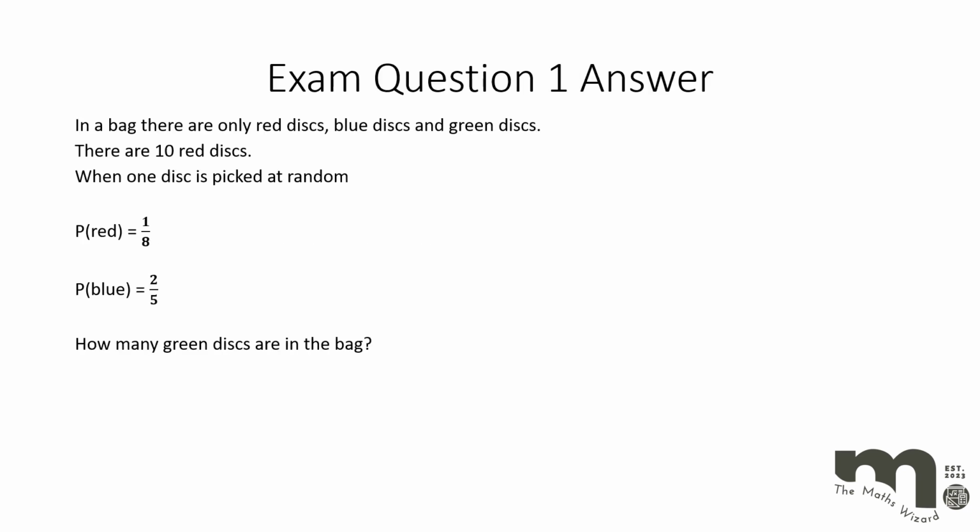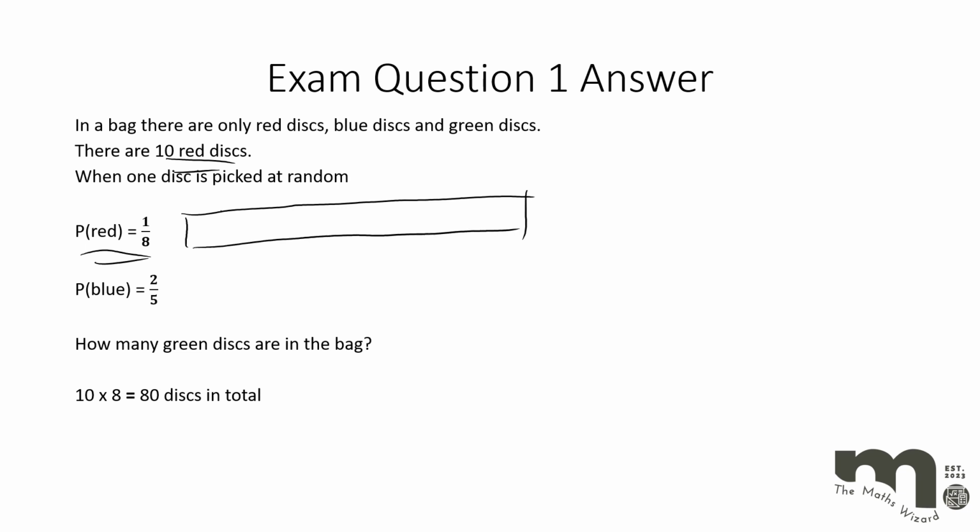So let's take a look at this particular question then. Well, first of all, if you do 10 times 8, that tells you there's 80 discs in total. So if you look at here, the probability of it being red is 1 out of 8. And we know that those 10 red discs make that 1/8. So if you look at it like this, imagine that's all of the discs split into 8s.